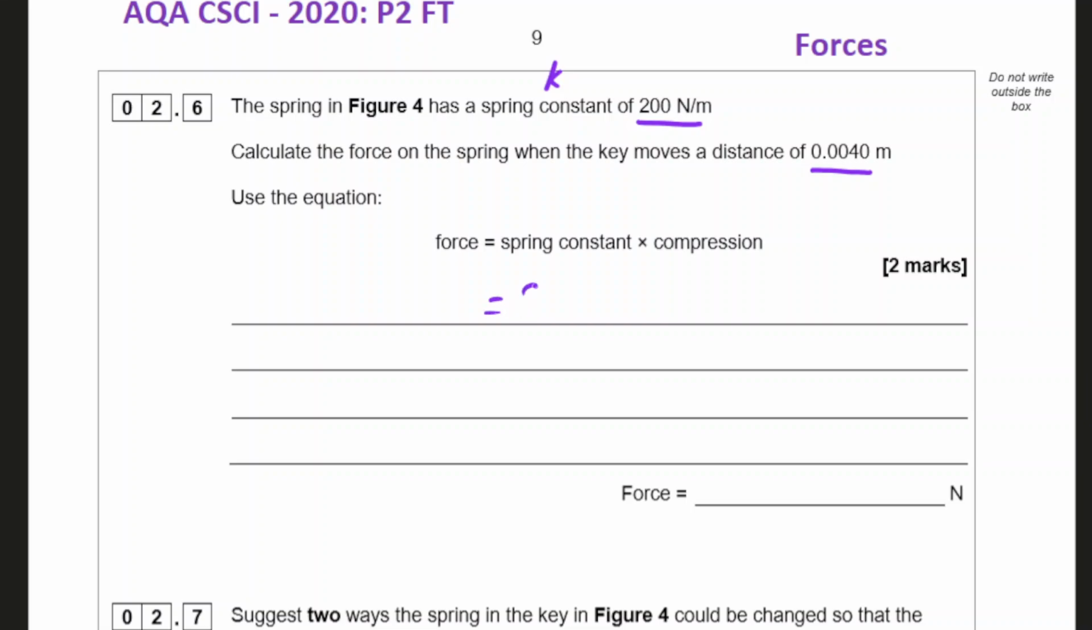So the spring constant is 400 multiplied by this. The compression is the distance it's actually moved, and that has to be in meters. It can't be in millimeters or centimeters. So we don't really have to change that value, 0.004, and that is 0.8 Newton.